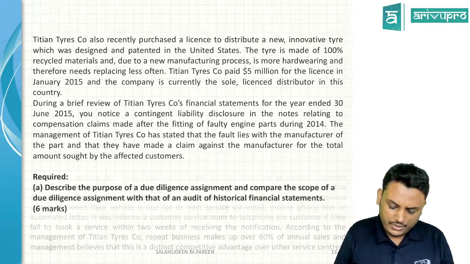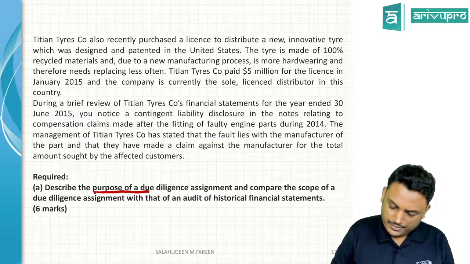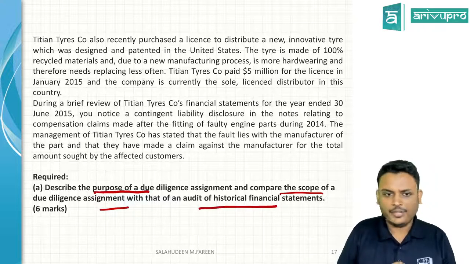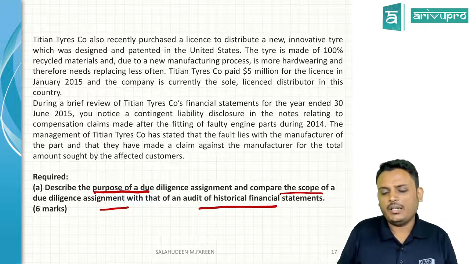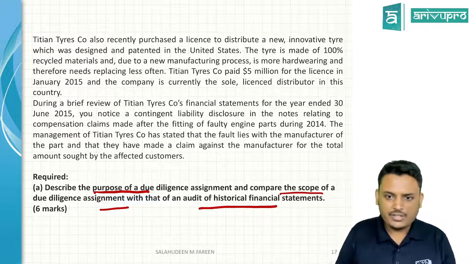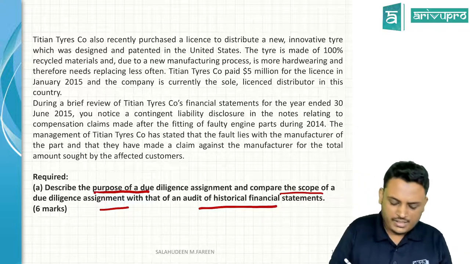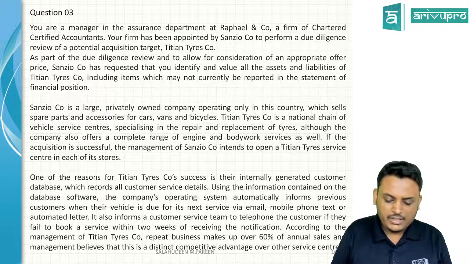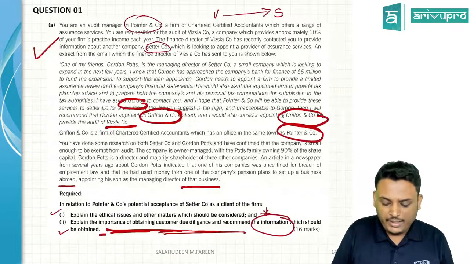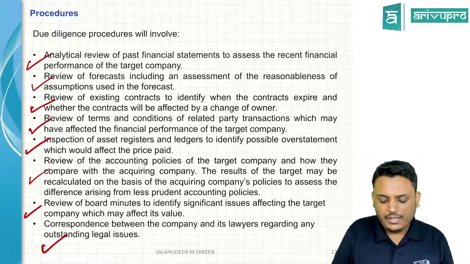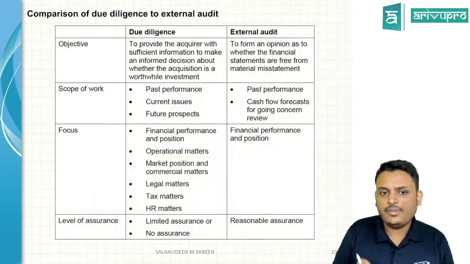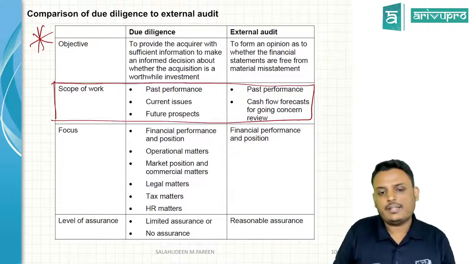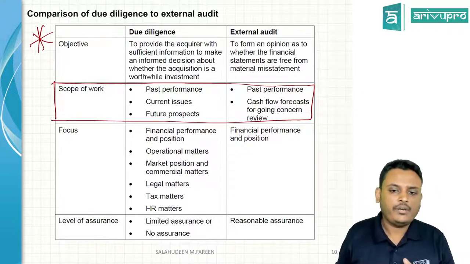Now let's move to the third question. Here, describe the purpose of due diligence. Compare the scope of due diligence with the audit of historical financial statements. Okay, so part B is something else. Here you can read the question scenario, but directly they ask the purpose of due diligence. It is theory, why we should perform due diligence. It is there in the tutor. And the scope of due diligence, how it differs from the external audit. If I take the scope of due diligence and the scope of external audit, they are totally different. That's what is given here, see. This is the scope of due diligence and external audit, right? So you can compare and you can write the answer.